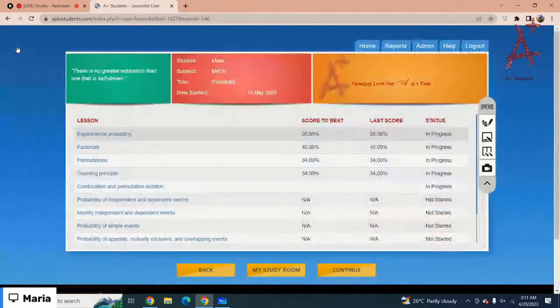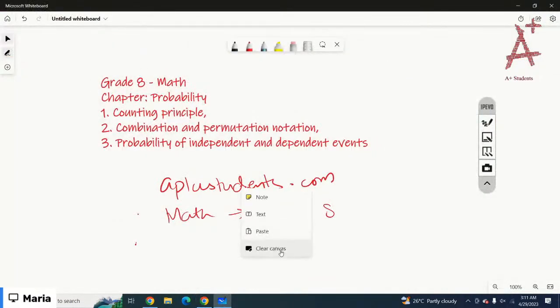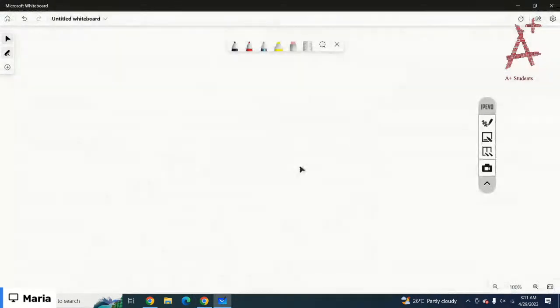And the next lesson is combination and permutation notation. Let's just start with the next lesson. So you have to evaluate 7P2. P means the permutation. It would be nPr, and P means that it is the permutation.